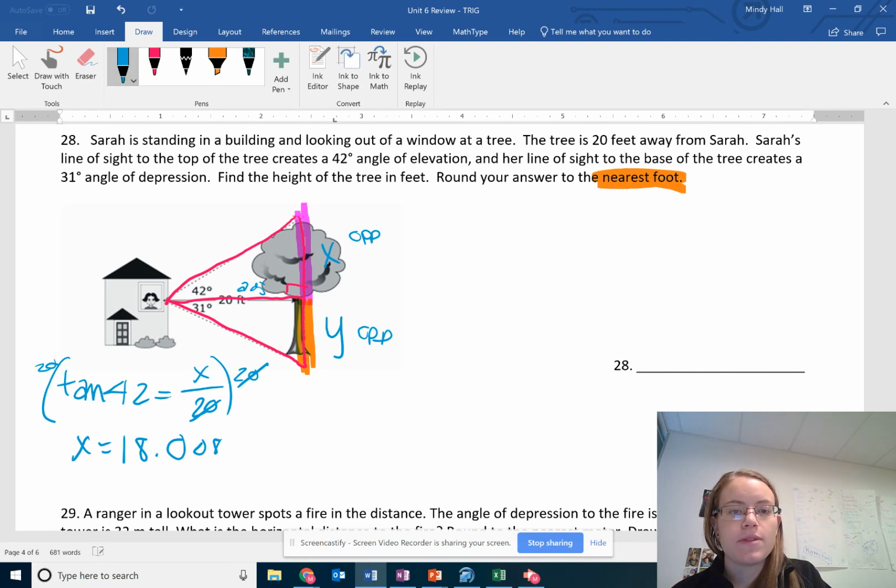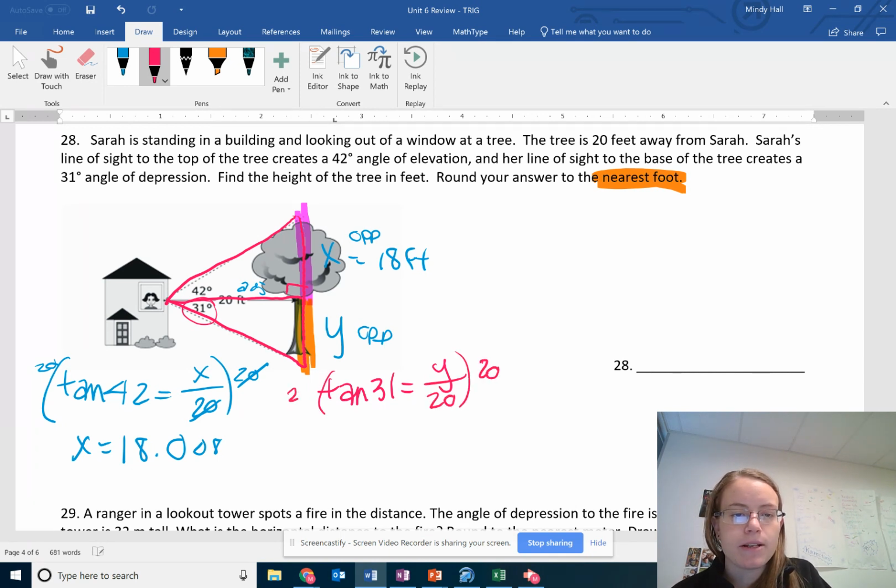So we know that this piece is 18 feet. And then for y, we're going to do the same thing, except now we're looking at 31 degrees. So it's going to be tangent of 31 equals opposite over adjacent. And then we multiply by 20 so that we can get that by itself. And 20 times tangent of 31 is 12.017. So that's about 12 feet.